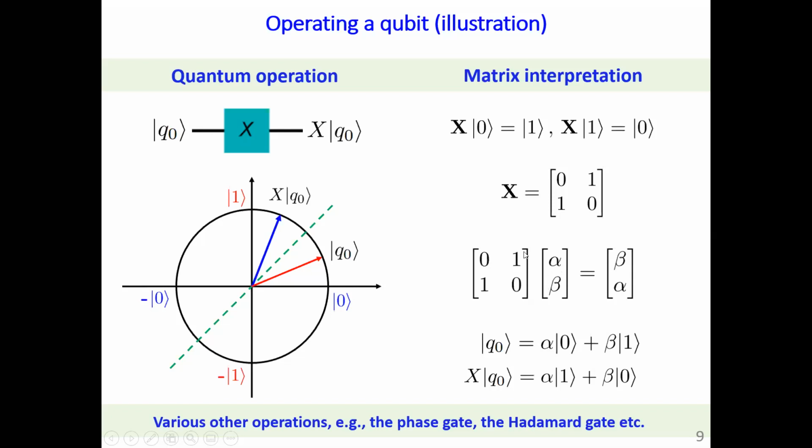And we can see the initial wave function, which is alpha and beta in the representation formed by the basis of 0 and 1. This is the wave function, and if we operate the operator on this wave function, we get the amplitudes flipped. And there are also various other operations, such as the phase gate, the Hadamard gate, and so on.